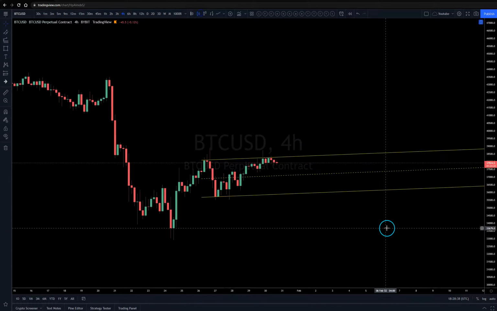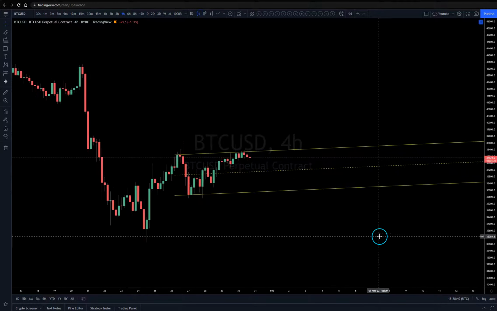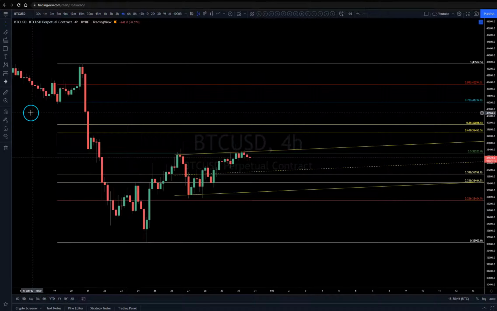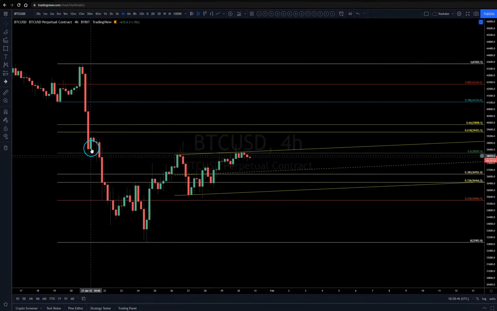Now in this case, the nice point you want to be looking at on the lower side of the range can come down to where Bitcoin can tap the 0.382 level, which could be in the middle of the range, and that can play out as normal.